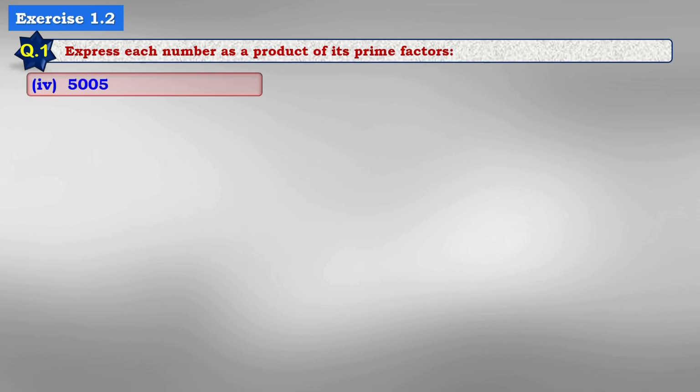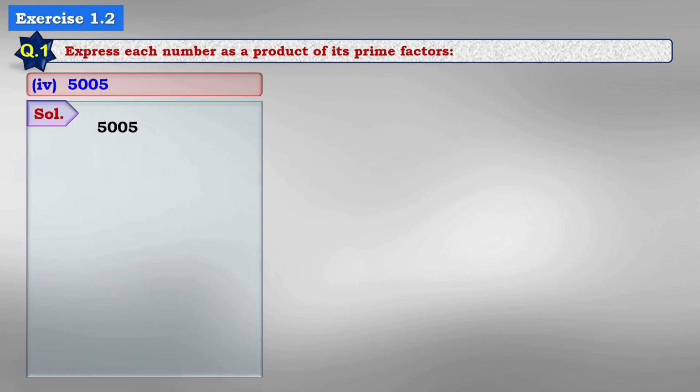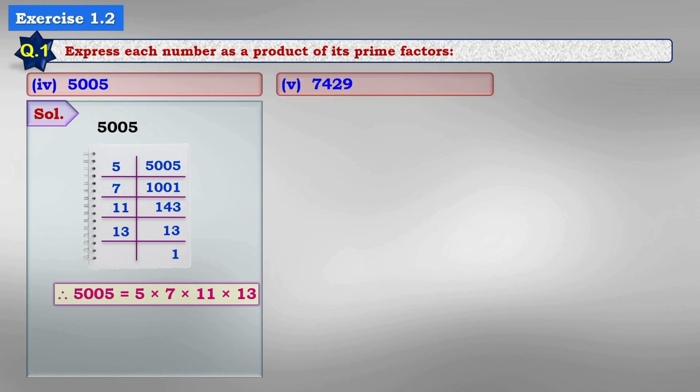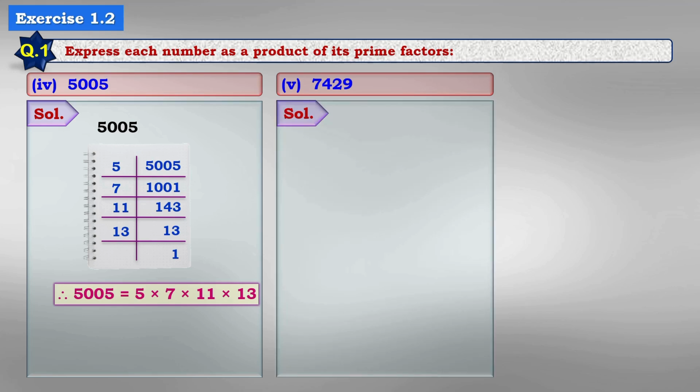Now another one, that is 5005. If we divide, we keep on doing it. So what we got, 5005 equals 5 into 7 into 11 into 13. Here all the numbers are different, so we cannot express it in the exponent form. Now 7429.